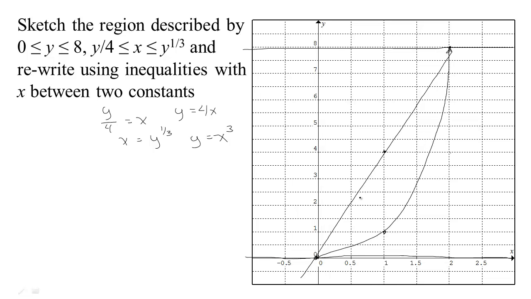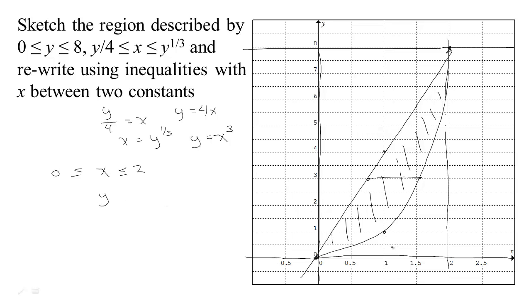Okay, so the region described by these two inequalities is this region in here. For every y value between 0 and 8, the x value starts at this line and increases until it hits this curve, y to the 1/3. Now what we want to do is rewrite it so that we have x between two constants. So we want to put it between two vertical lines, and we can see it would go between the vertical line x equals 0 and the vertical line x equals 2. So x is going to be between 0 and 2.